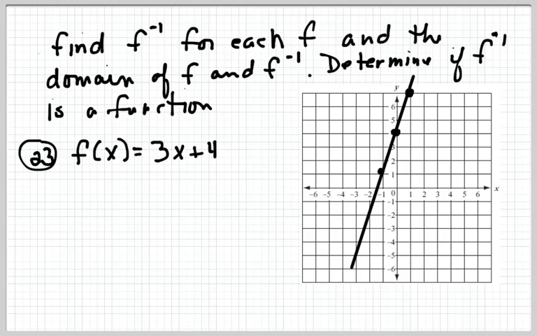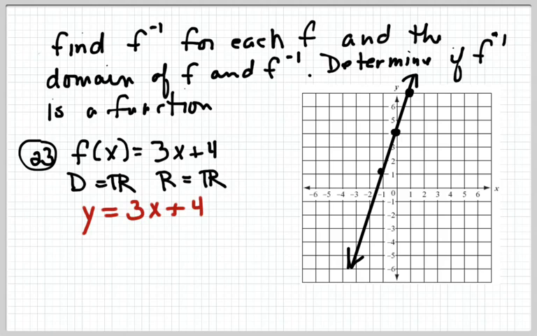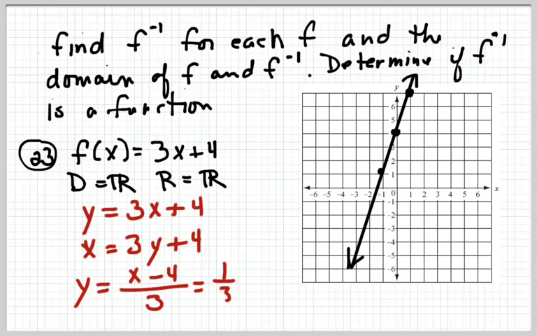Now this line goes forever downward, forever upward. So our domain for this is all real numbers, and our range is all real numbers. It goes forever in the x directions, and it goes forever up and down. Next we find the inverse of it. So we're going to write it in y notation. We're going to flip-flop x and y, and we'll solve for y. When you solve for y, you get y equals x minus 4. We subtracted the 4 and divided by 3. So again, we'll put it in slope-intercept form, minus 4 thirds.